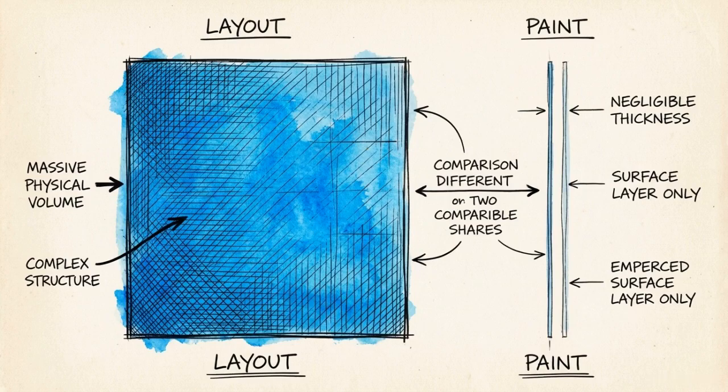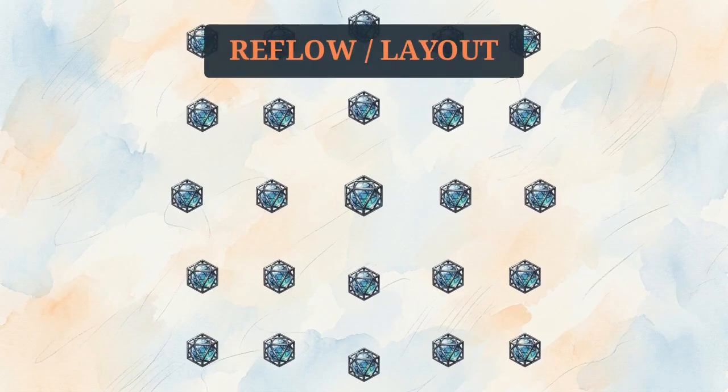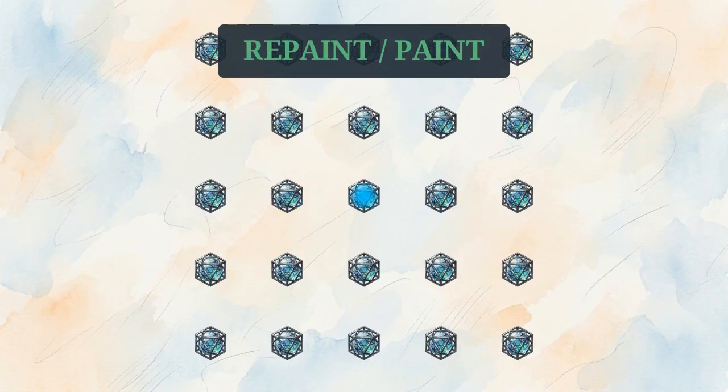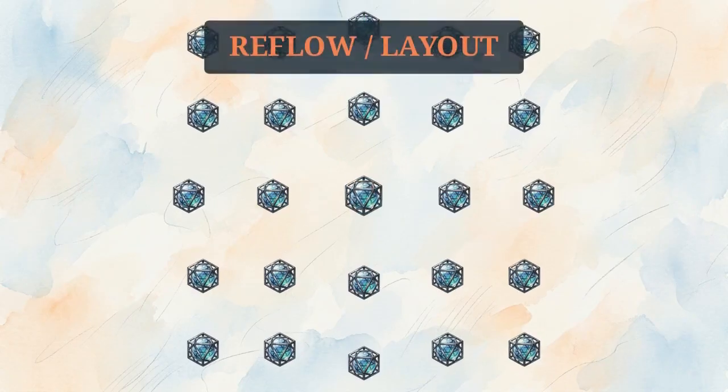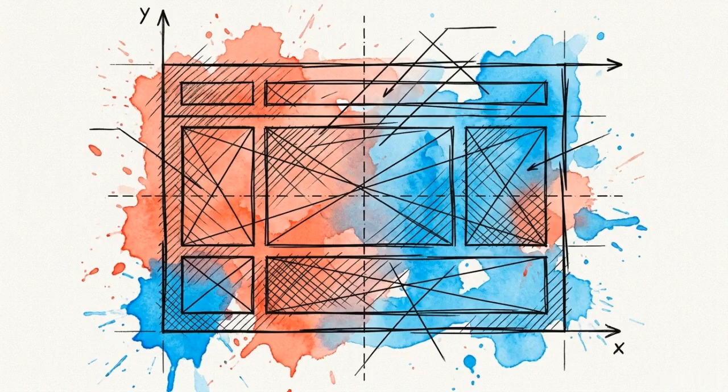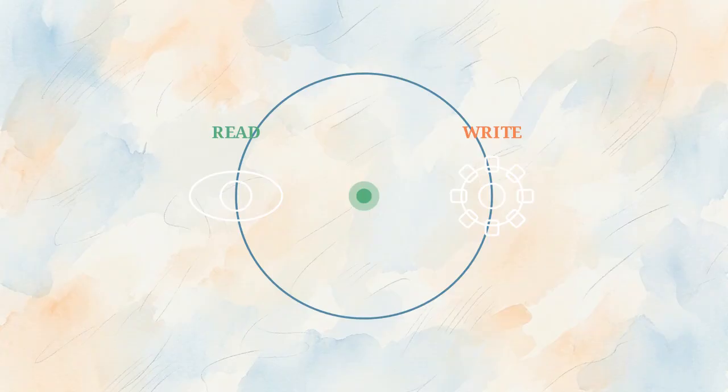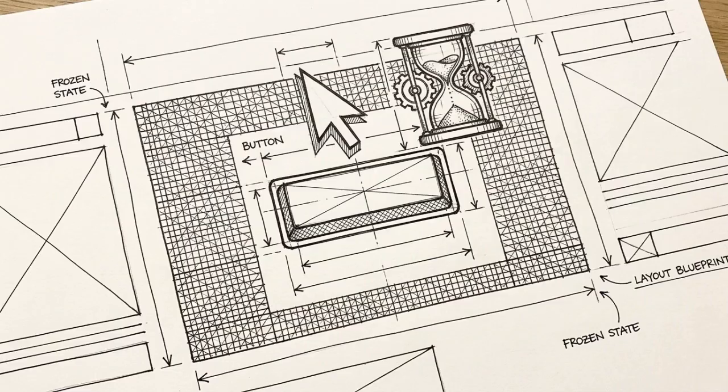There is a massive discrepancy in CPU cost between these two phases. Altering the structure or geometry of an element during reflow forces the engine to recalculate the positions of all surrounding elements. Simply changing a background color during repaint is significantly cheaper. This brings us to layout thrashing. If your JavaScript repeatedly forces synchronous reflows, say by reading an element's width and immediately changing it in a loop, the paint phase is completely stalled. The UI locks up.